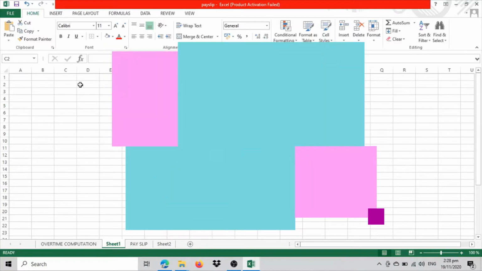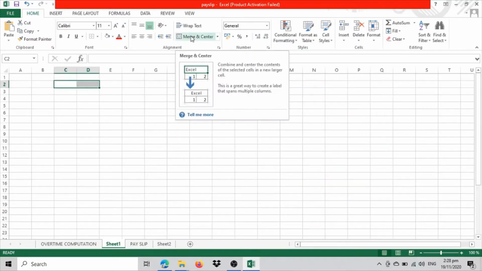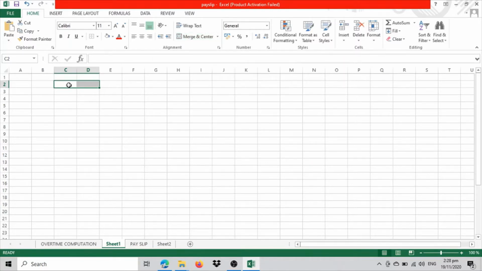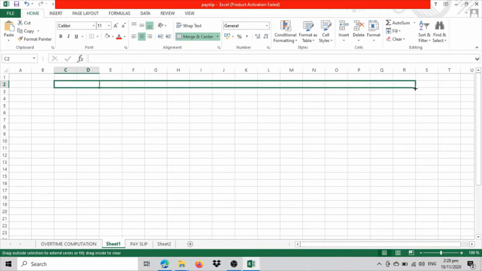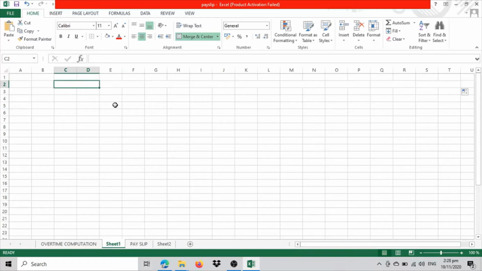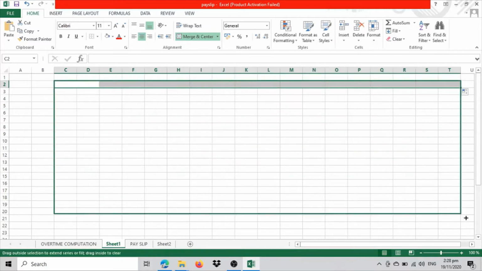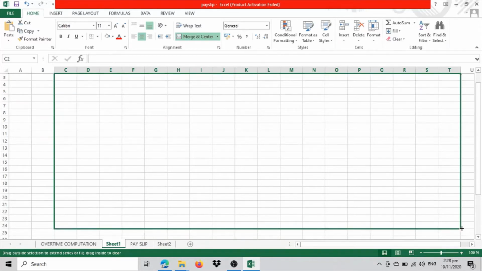To create the table, please merge cells. To merge cells, simply highlight the cells you want to merge and then click Merge in Center. Drag the box to copy the merged cells. Then, drag it down again. Highlight the cells you want to copy.